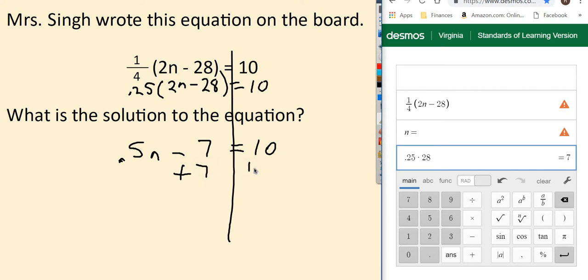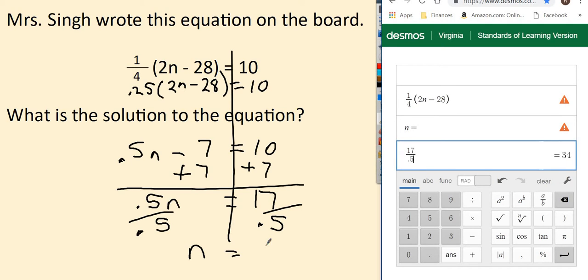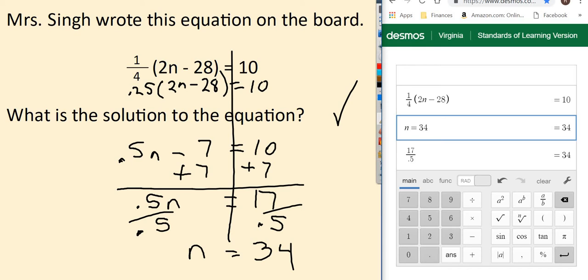I'm going to add 7 to both sides of my equation. 0.5n equals 17. And remember, don't just start working on one side of the equation and not the other. Always keep them even. That way you don't make any mistakes. So I'm going to come back over to my calculator and put in 17 divided by 0.5, which gives me n is 34. So what I'm going to do is come up here in my calculator, put in 34, and see if it gives me 10. It does. So that means that I am correct.